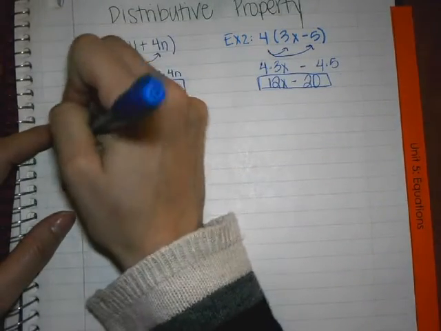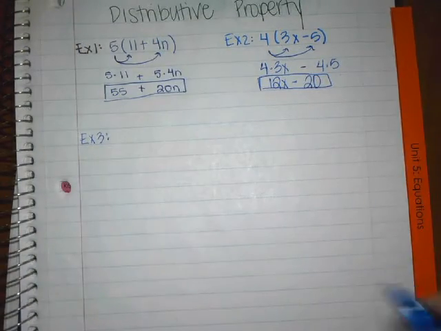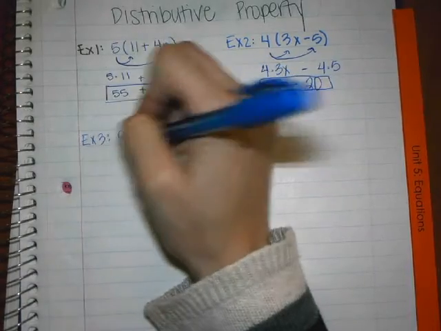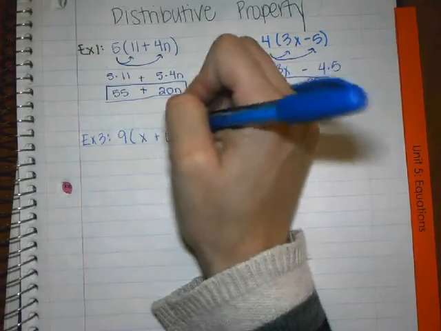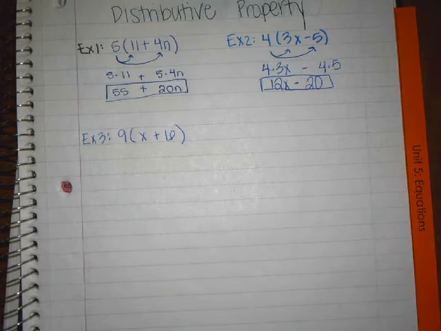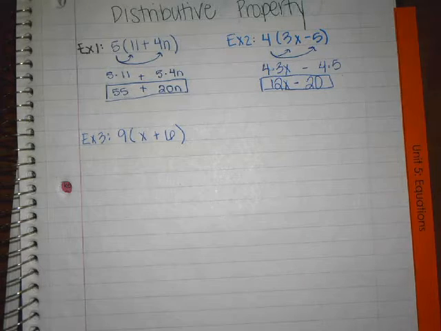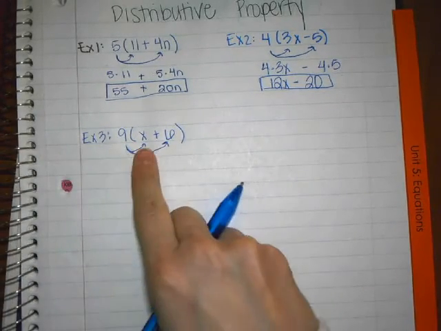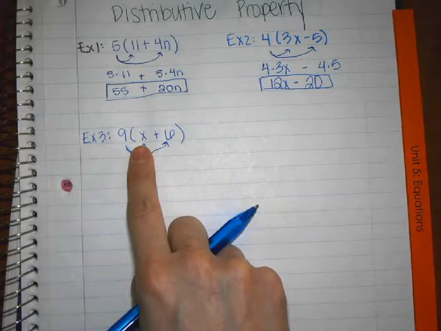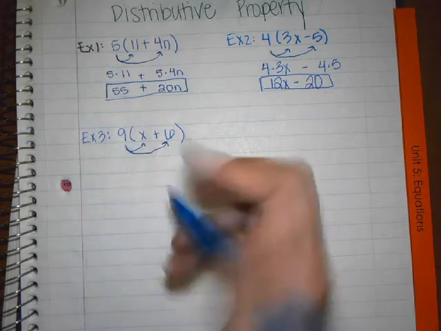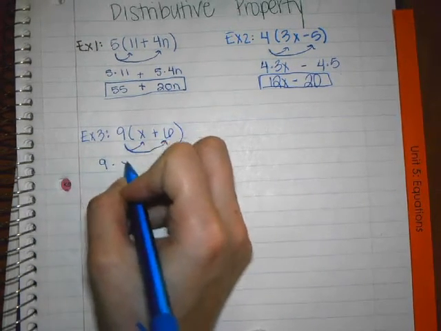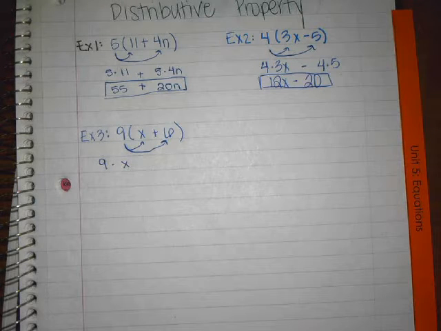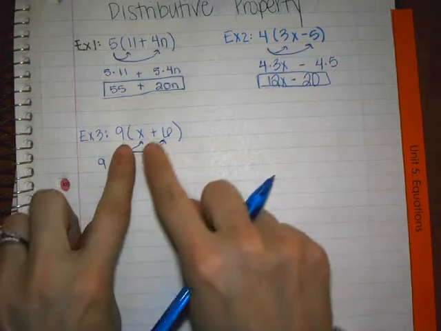Example 3. What about something like this? It's a little bit different. Okay, so it's the same thing, right? We draw our arrows. And what does that first arrow mean? What do I write down? What am I multiplying together? I'm multiplying 9 times x. That's my first thing, 2 things I'm multiplying together. Does that make sense, everyone?